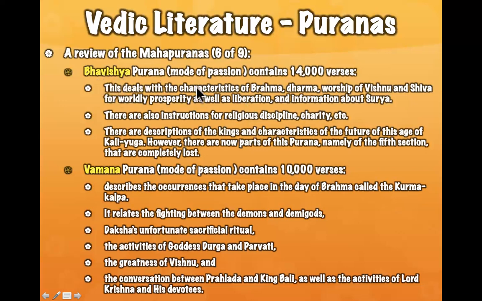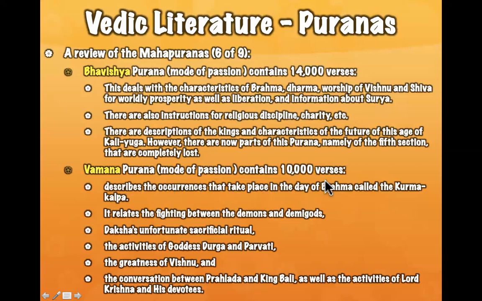So Bhavishya Puran contains 14,000 verses. This deals with the characteristics of Brahma, Dharma, worship of Vishnu and Shiva for worldly prosperity as well as liberation, and information about Surya. There are also instructions for religious discipline, charity, etc. There are descriptions of the kings and characteristics of future of this age of Kali. However, there are now parts of this Purana, namely the 5th section, that are completely lost. So some of these Puranas are there, but some of them are lost.